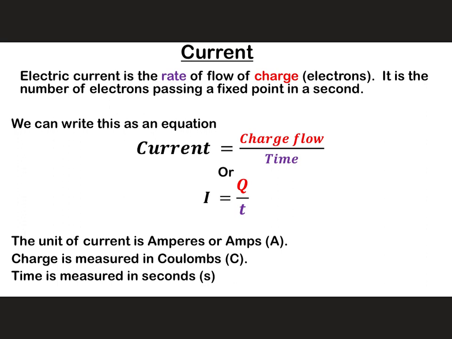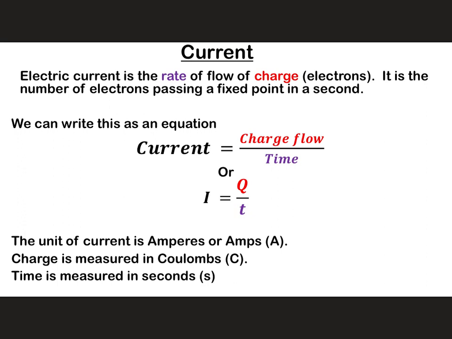Now the definition we can see here is the rate of flow of charge. Well, anything that's a rate means it's divided by time. So when we write the equation for current, we can write that electrical current is equal to charge flow divided by time. Now current has the symbol I, charge flow has the symbol Q, and time has the symbol lowercase t.